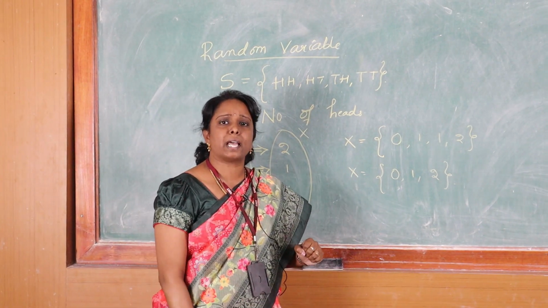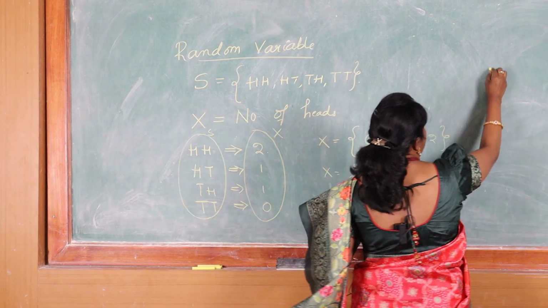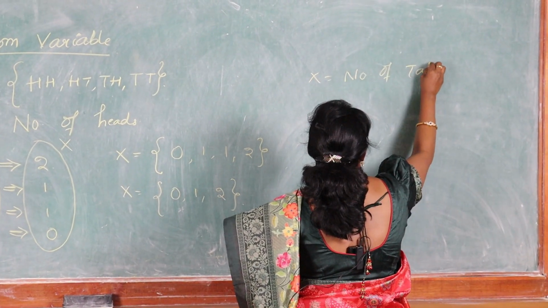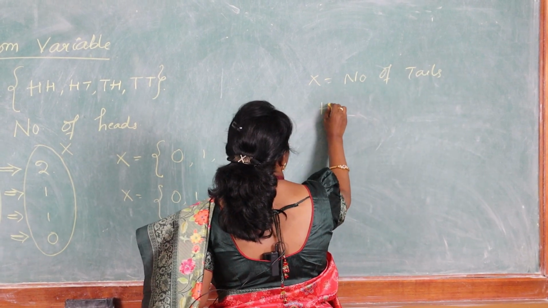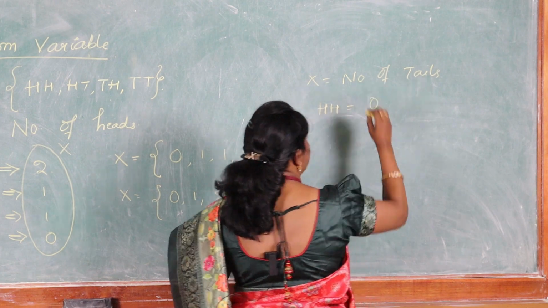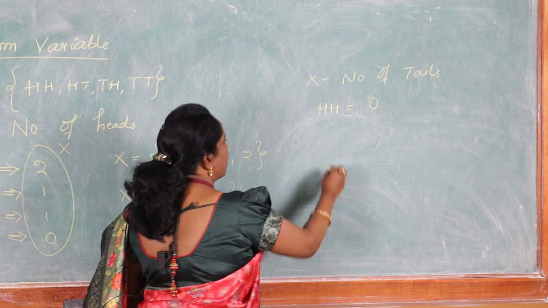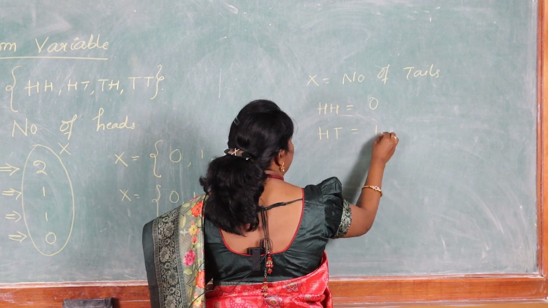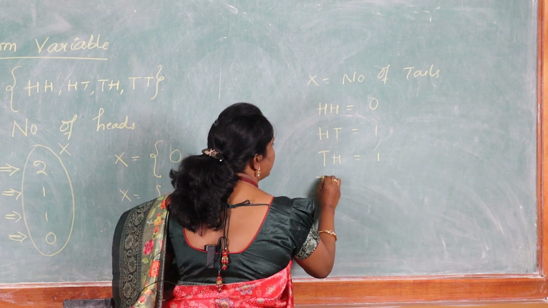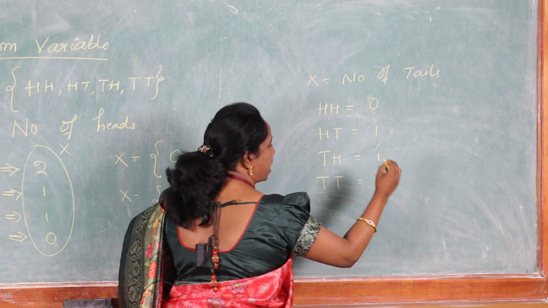Similarly, if I take X as the number of tails. Now let me take one outcome of our sample space, HH. It contains no tails, therefore 0. HT contains only one tail, so 1. TH contains only one tail, 1. And TT contains number of tails count as 2.